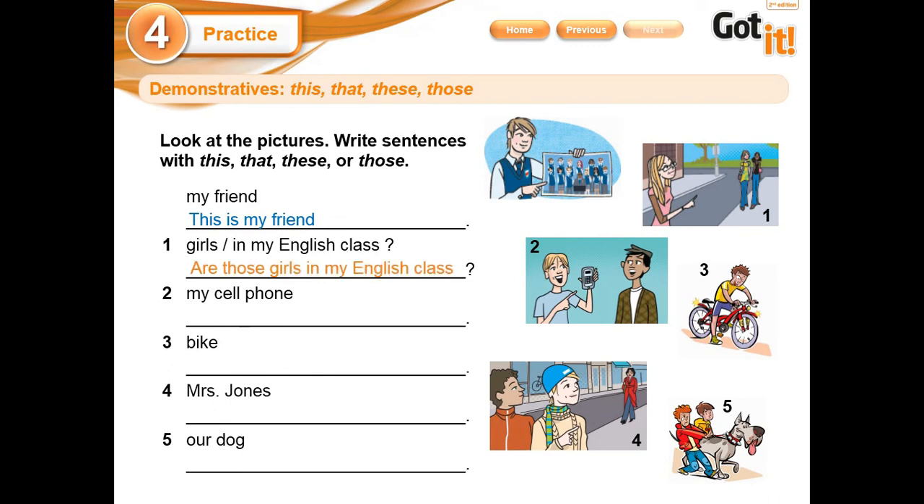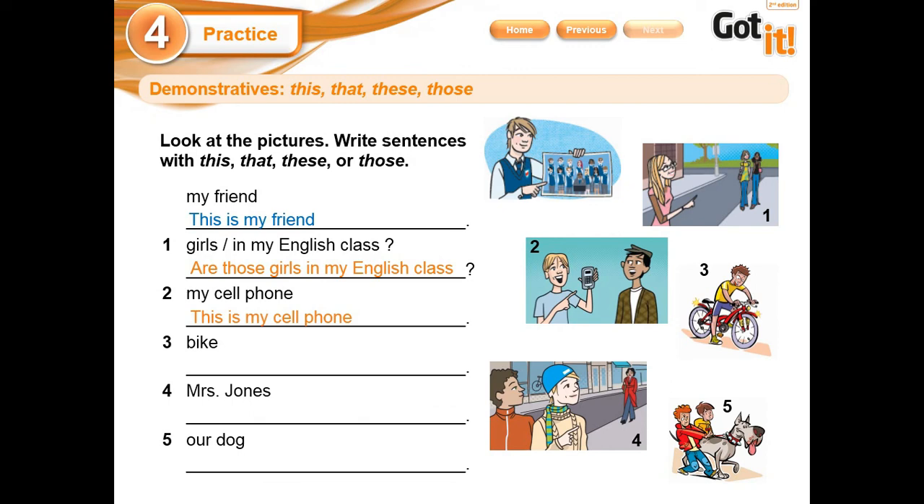Are those girls in my class? Now I think you have a clear idea about it. Now can you tell me the answer of number 2? What is the answer in number 2? Is this near or far? Yes, correct. It is near. This is my cell phone.